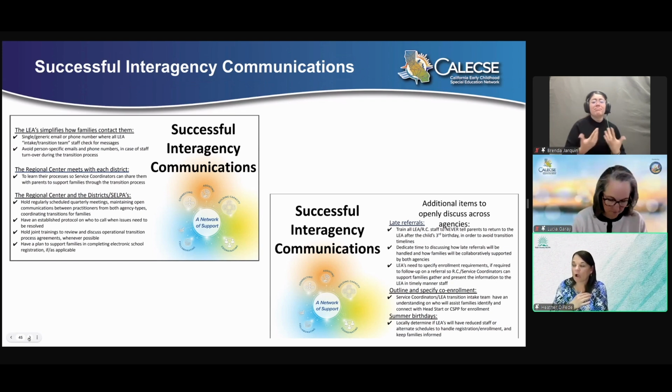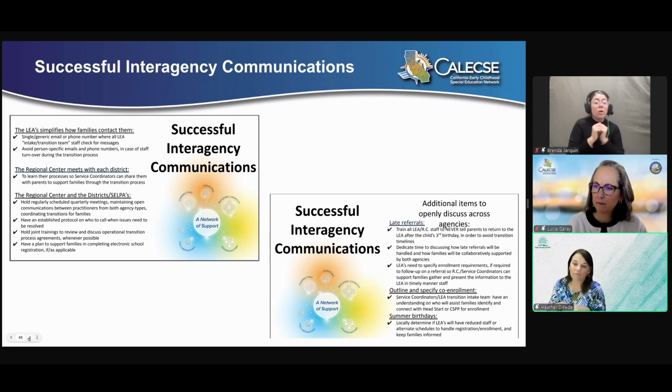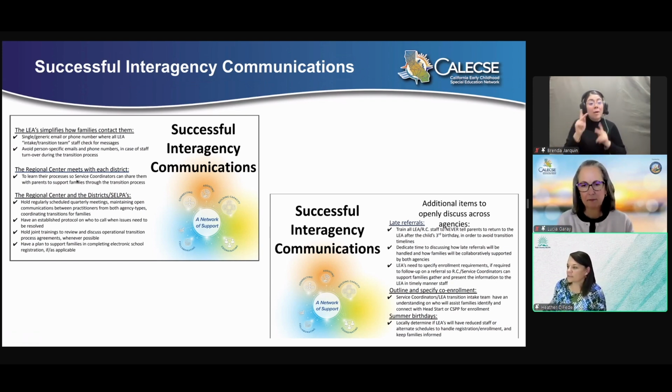In our area, we've had some generic intake emails created because this person retired or this person went to a new job, and then regional center was used to contacting Heather, but Heather now is here. So referrals were getting delayed. So thinking through some of that communication, having more generic emails that the LEA can assign to whoever's in that role, means the other party doesn't have to continuously wonder, is it Heather? Is it Lucia? Who am I contacting? So think through those things.